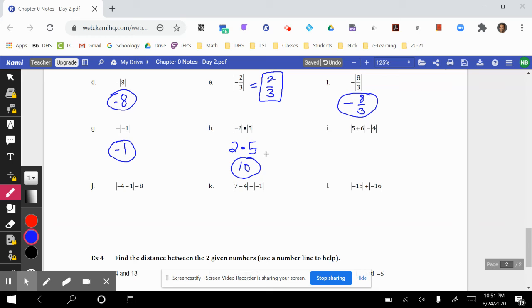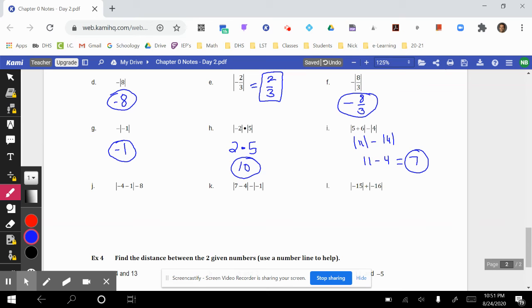All right, on letter E, same thing, right? We're going to take care of what's inside my absolute value bars first. So here we have 5 plus 6, and I'm going to take the absolute value of that, which is 11, minus the absolute value of 4. Well, the absolute value of 11 is just 11, minus the absolute value of 4 is 4, and 11 minus 4 is 7.